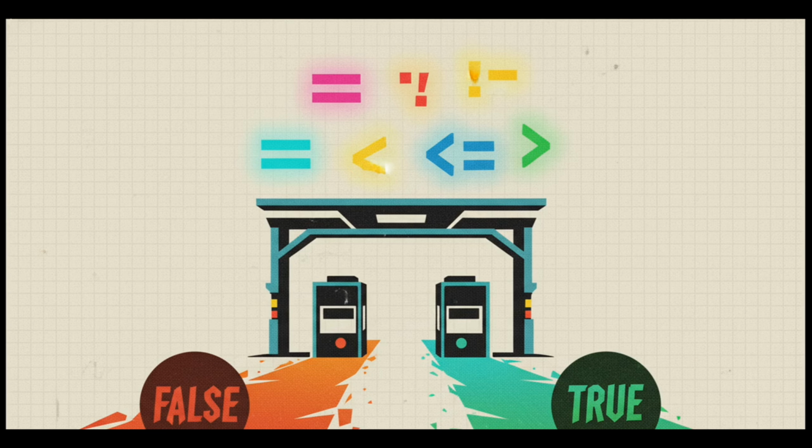Think of these as our software's bouncers, or gatekeepers. We've got equal to, not equal to, less than or equal to, greater than or equal to, less than, and greater than. What these do is compare two separate values to find their relationship. And the absolute beauty of relational operators is that they always boil a really complex comparison down to a simple, clean, Boolean answer.